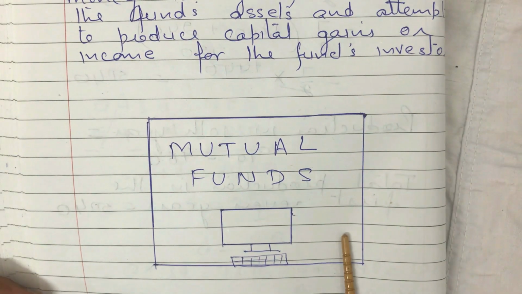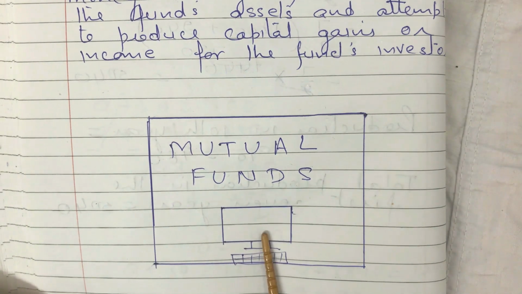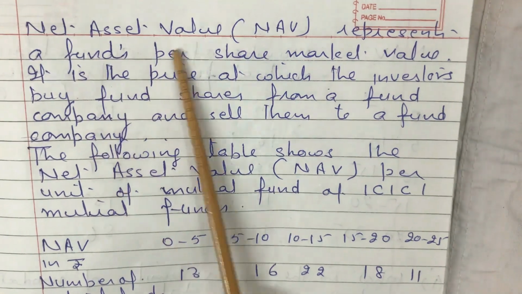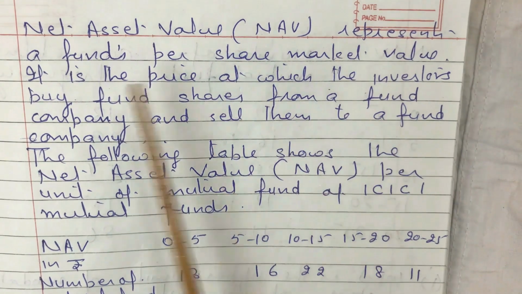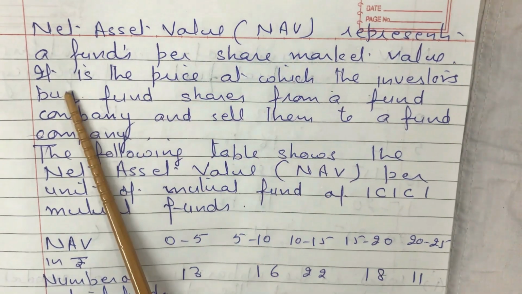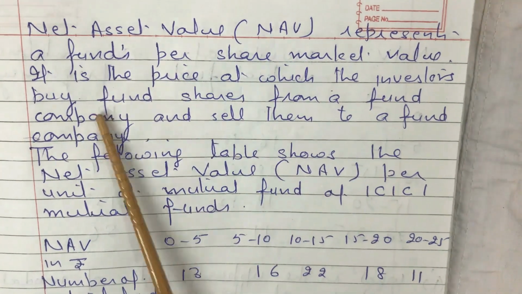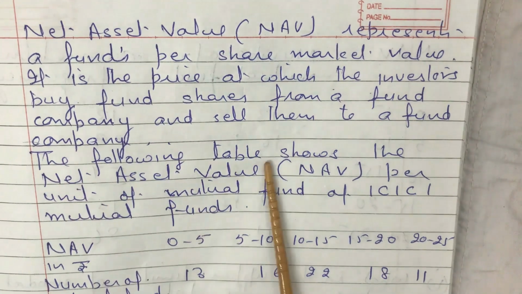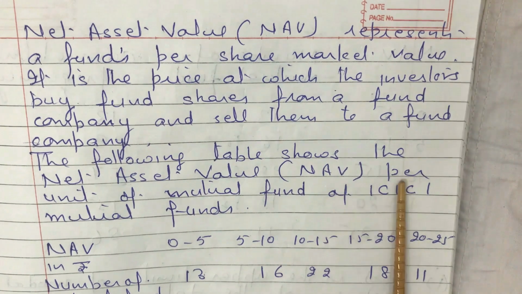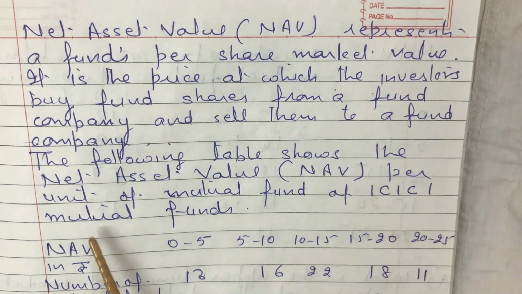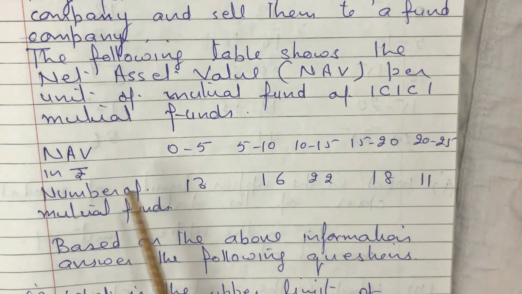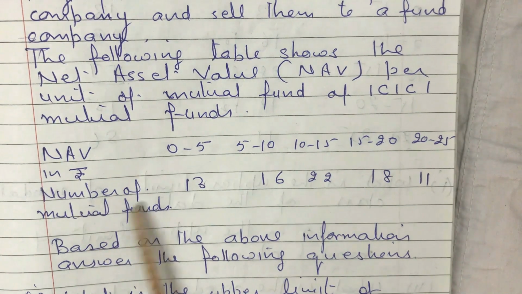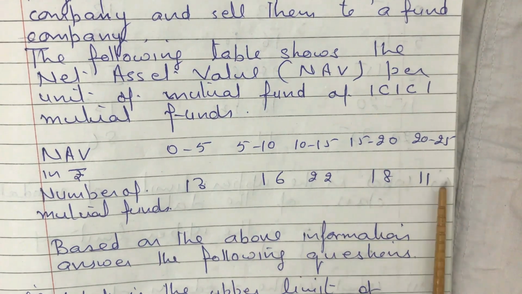This is the figure on the paper. Mutual fund is written here, and there is one computer here, and they have provided you with this picture. Net asset value, NAV, represents a fund's per share market value. It is the price at which the investors buy fund shares from a fund company and sell them to a fund company. The following table shows the net asset value, NAV, per unit of mutual fund of ICICI mutual funds. NAV in rupees: 0 to 5, 5 to 10, 10 to 15, 15 to 20, 20 to 25. Number of mutual funds: 13, 16, 22, 18 and 11.